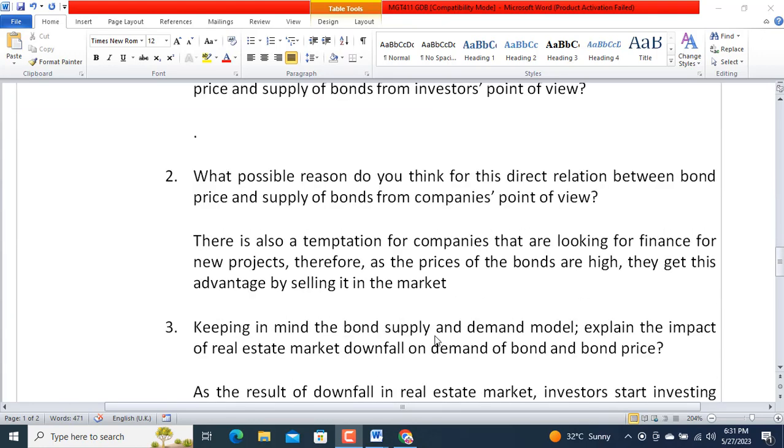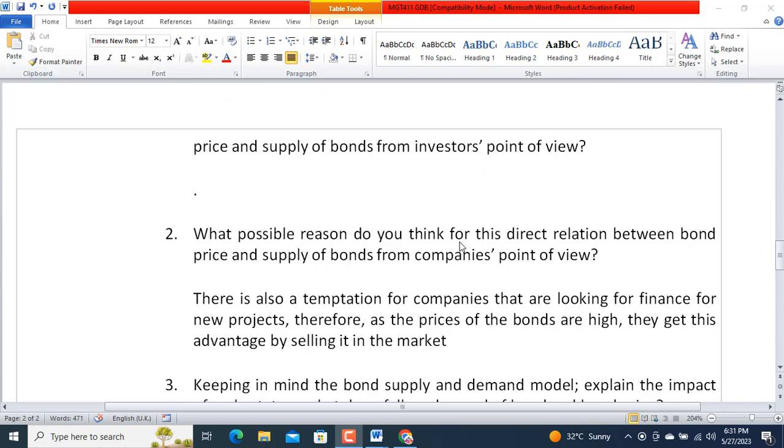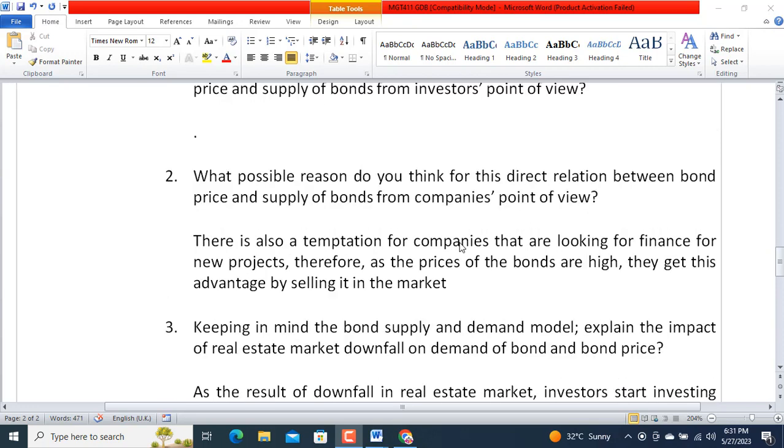So in the second task, what possible reasons do you think for this direct relationship between bond price and supply of bonds from the company's point of view? Now you are going to look at the scenario from the company's point of view, keeping in mind the supply and price relationship.